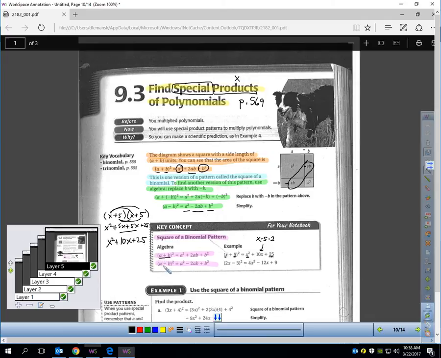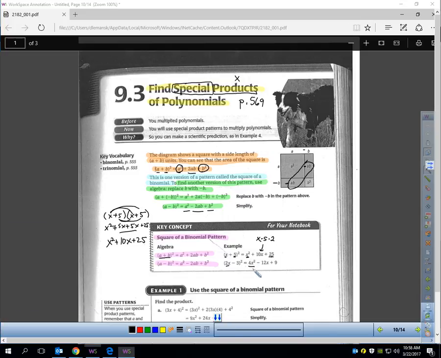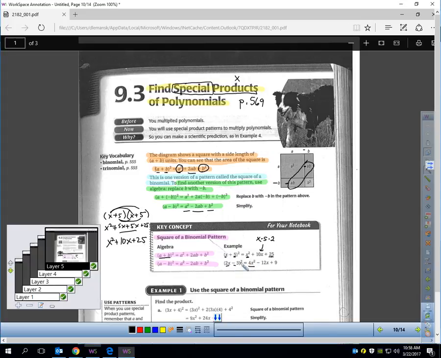If it's a minus for the binomial, it's the same pattern, you just have a minus in the middle. So take the first term, 2x, and square it, that's 4x squared. Take the last term, negative 3 squared is positive 9, and then take 2x times negative 3 and double that, and you get negative 12x in the middle. So it's just a shortcut.